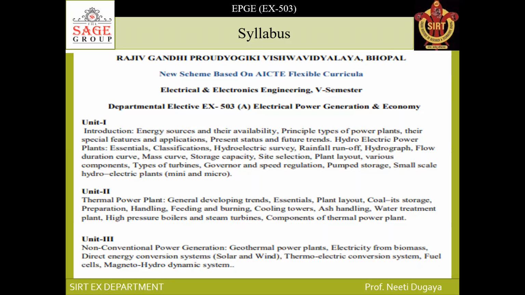Unit 3 constitutes non-conventional power generation sources, in which we'll include the geothermal power plant. We'll study electricity from biomass, direct energy conversion systems from solar and wind, and we'll study thermoelectric conversion systems, fuel cells, and magneto-hydrodynamic systems. These are the non-conventional power generation sources these days.